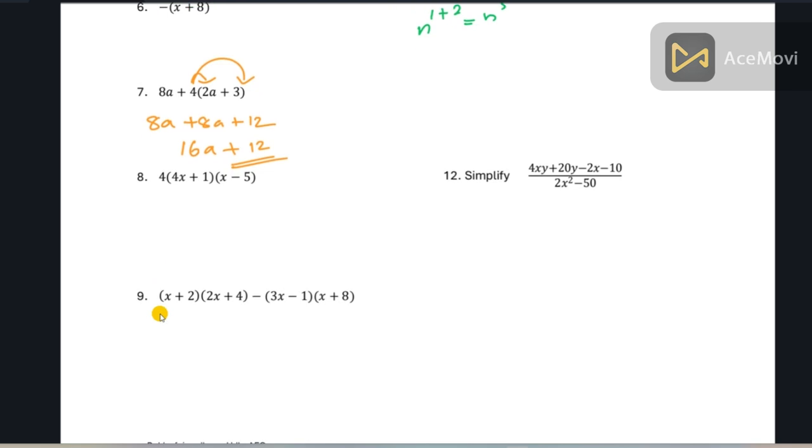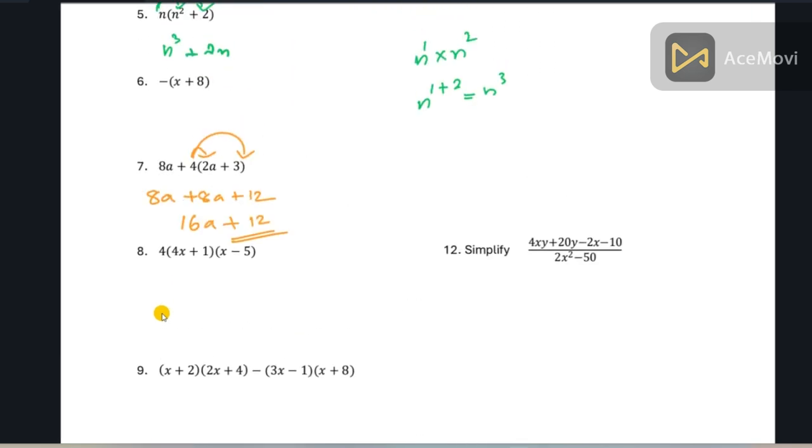Next, question number 8. 4 times 4 is 16x. 4 times 1 plus 4. So that portion is over in the bracket. Then x minus 5. Now you know how to expand this.